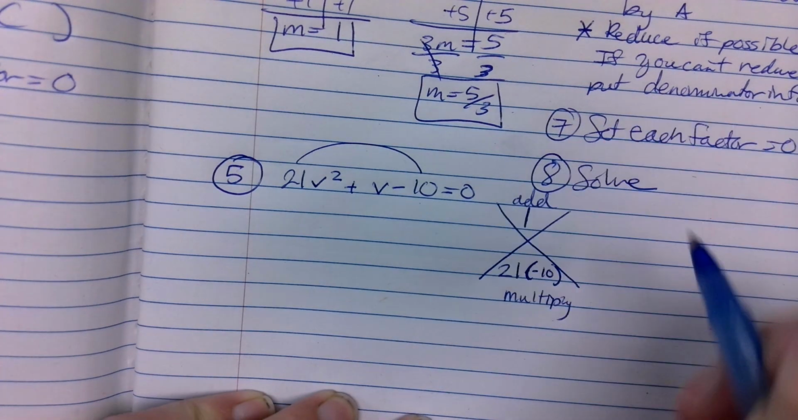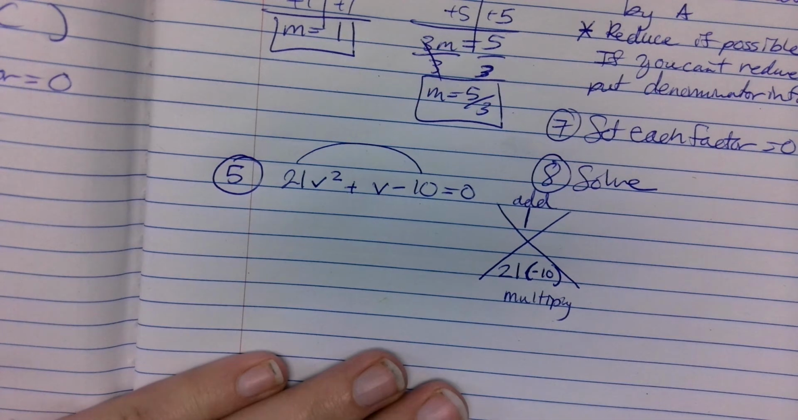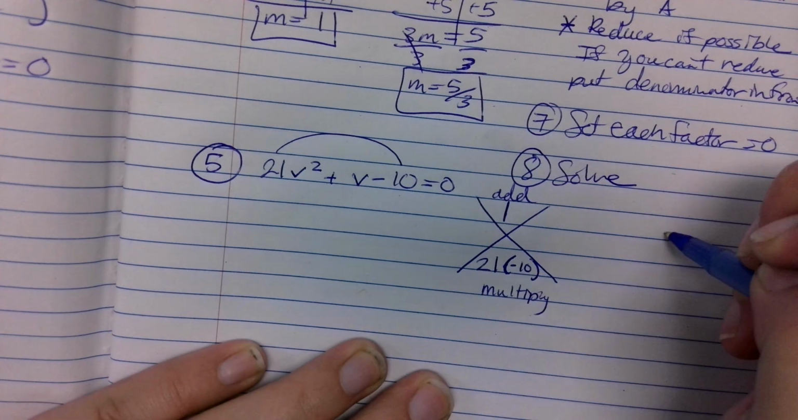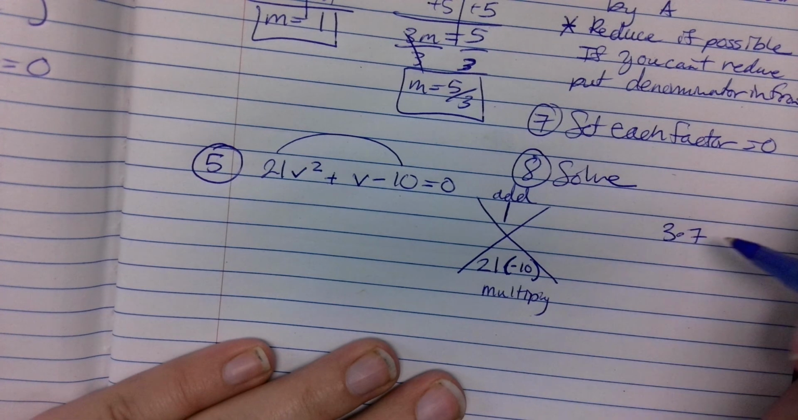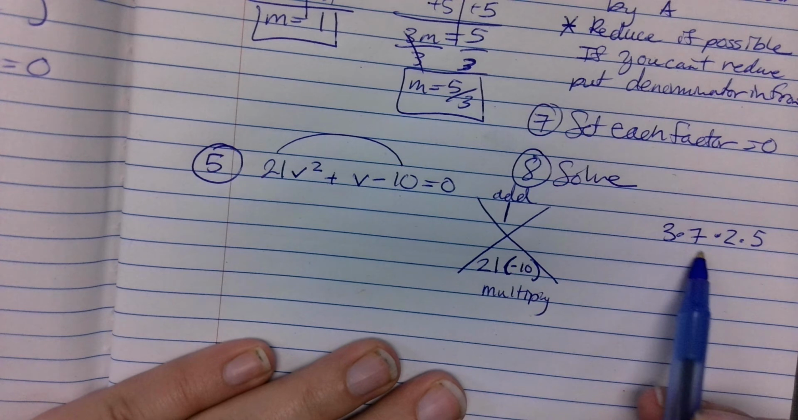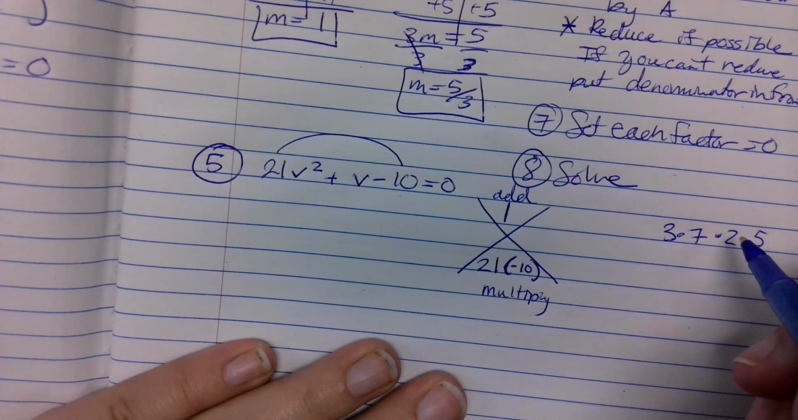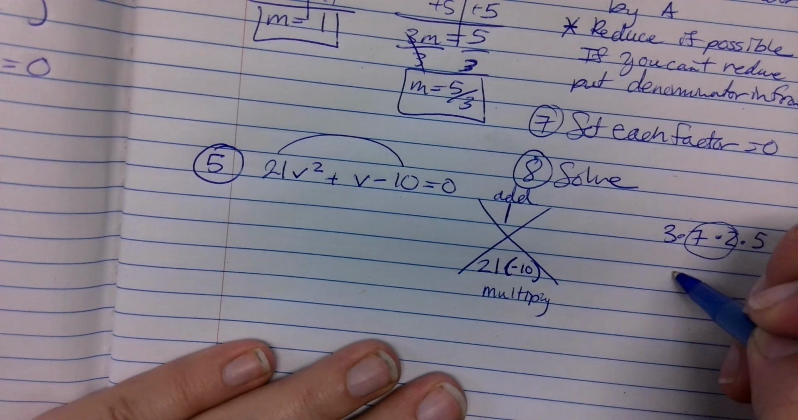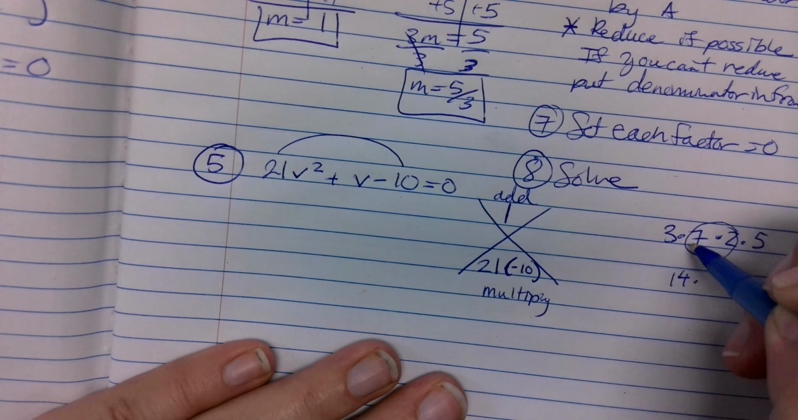So let's think. 12 and 10 are too far apart from each other. So I'm going to think of numbers. 21, I can do 3 times 7. 10, I can do 2, and I can do 5. I'm going to try to regroup these. What about 7 and 2, which would be 14, and 3 and 5, which would be 15.